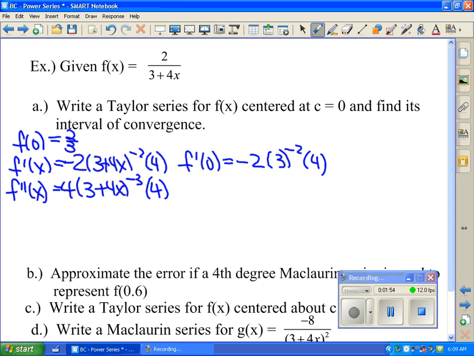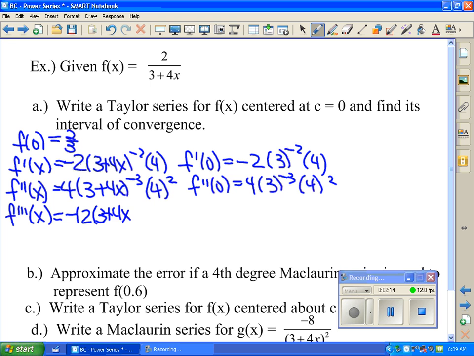There's a 4 from the original one, and now there's 4 squared for the second chain rule. So f double prime of 0 is equal to 4 times 3 to the negative 3, times 4 squared. I'm going to do another one just to look for the pattern. So f triple prime of x is going to equal negative 12 times (3 plus 4x) to the negative 4. This one's going to be 4 cubed. So f triple prime of 0 is going to equal negative 12 times 3 to the negative 4, and 4 cubed.